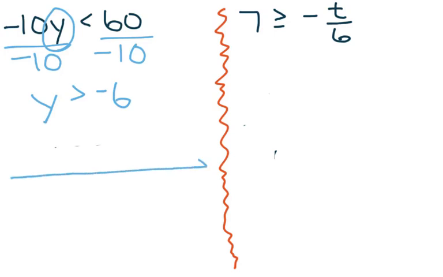If I have my number line here, I'm going to put in a couple numbers. Let's put my 0 over here.